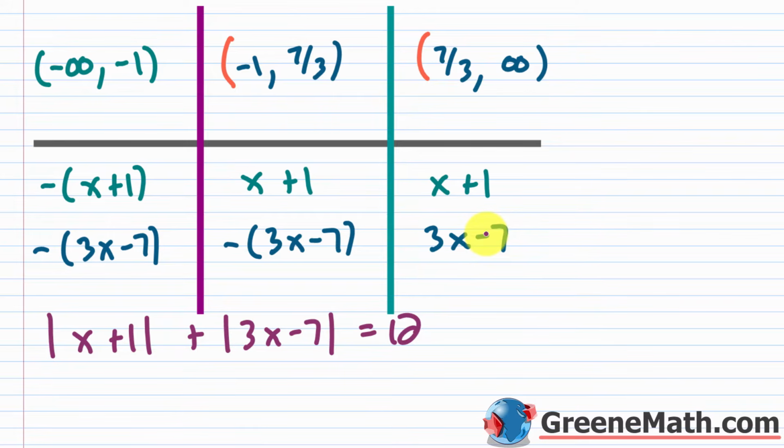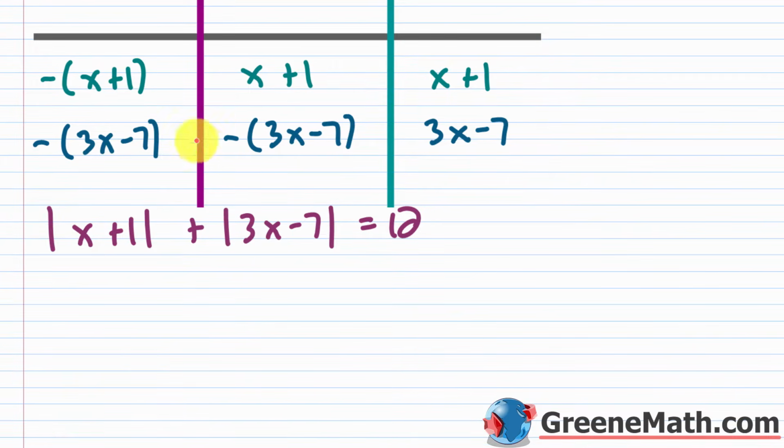So from this point, all we would need to do is basically use our rule to set up a different equation for each interval. We would solve that equation, and then we would see, does the solution lie in the interval? If it does, we'll accept it. If it doesn't, we will reject it. Okay, so let's start with anything that's less than negative 1.